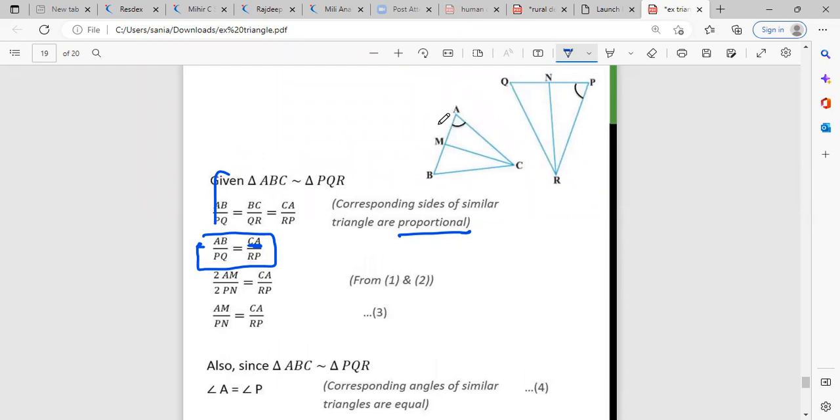So now instead of AB, I can write 2 AM. Most of the students get confused and ask, ma'am, why only AM, why not BM? See, we have to prove this triangle, so of course we will be taking the side of this triangle only. So I wrote here 2 AM and over here 2 PN, instead of writing PQ. It's equal to CA upon RP. From first and second, this happened. So the 2 and 2 got cancelled. AM divided by PN is equal to CA divided by RP. This is the third equation.